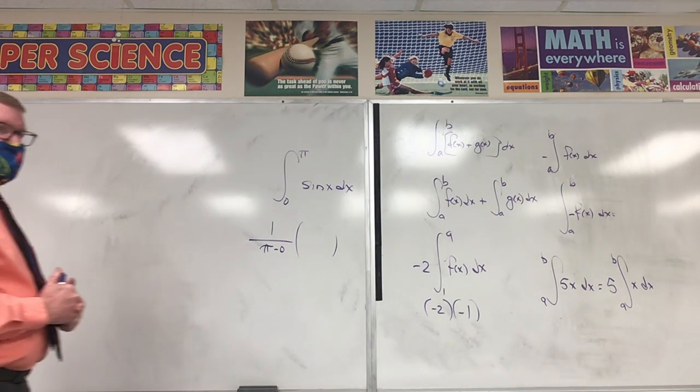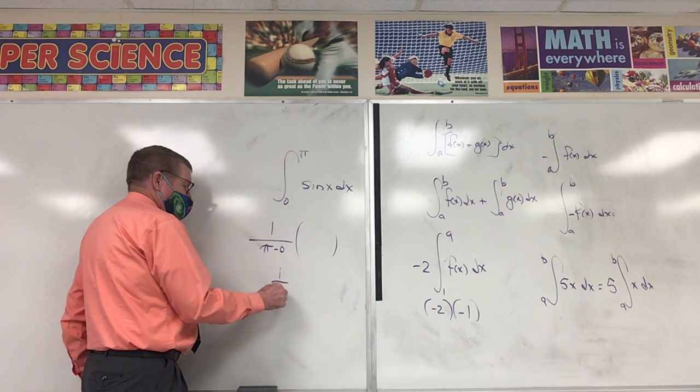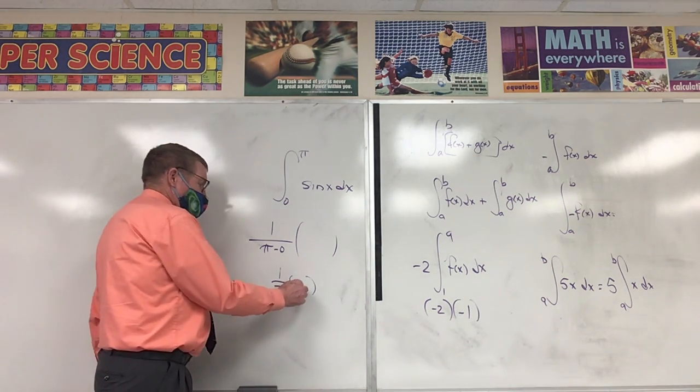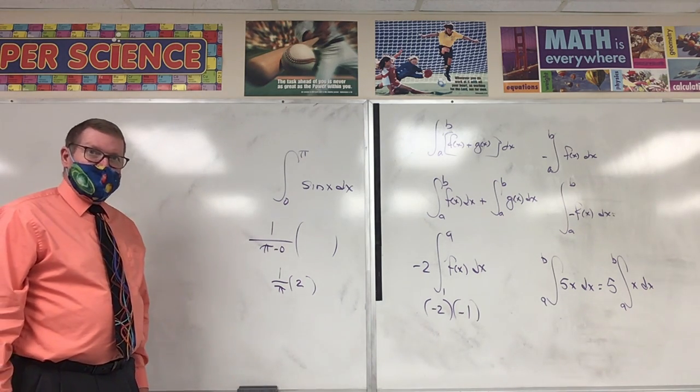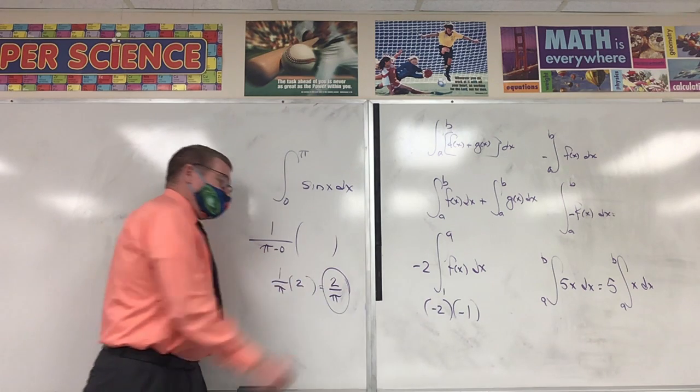Do we multiply it by... okay, I get 2. Everybody get 2? So when we multiply by 1 over pi, I get 2 over pi.